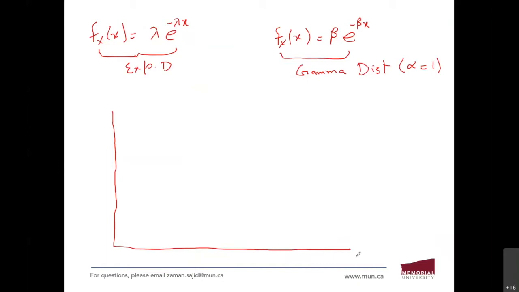So this is my x and this is my f of x. Now because I know that with alpha equal to 1, I get something like e power minus beta x. So this term will be something like this. This will be the graphical trend when you have alpha equal to 1. Folks, I need to go on the next slide, please.